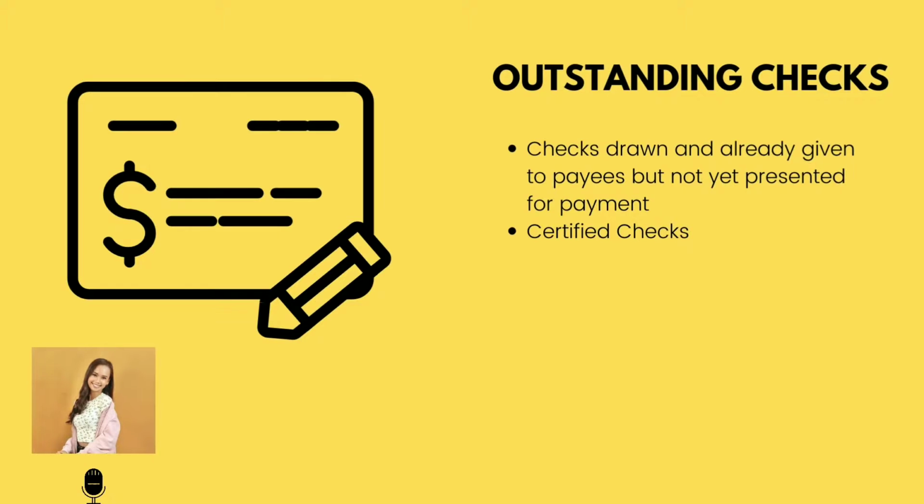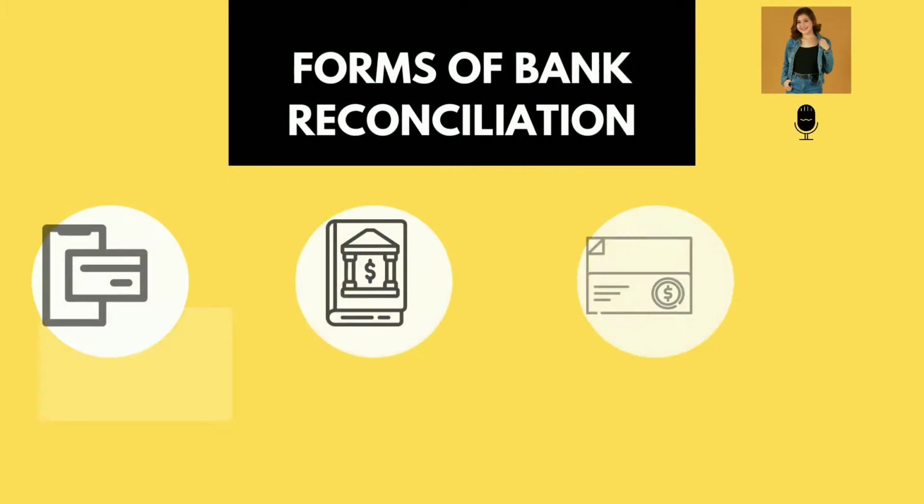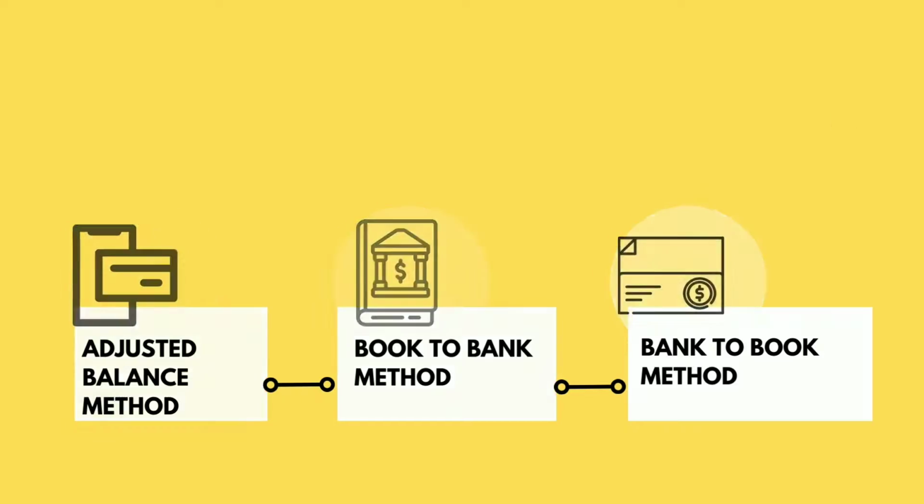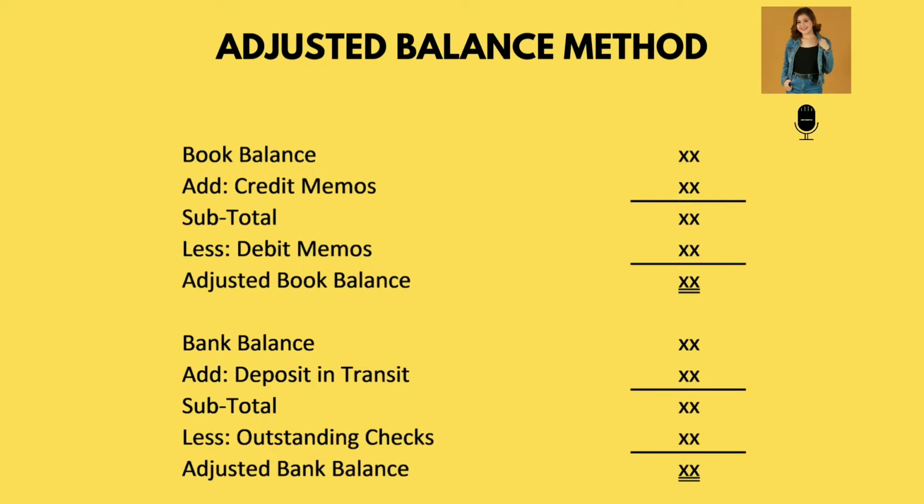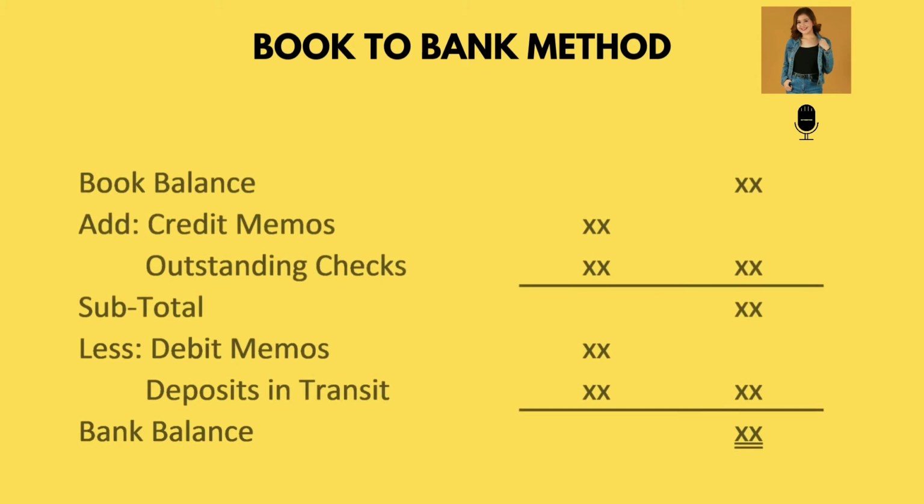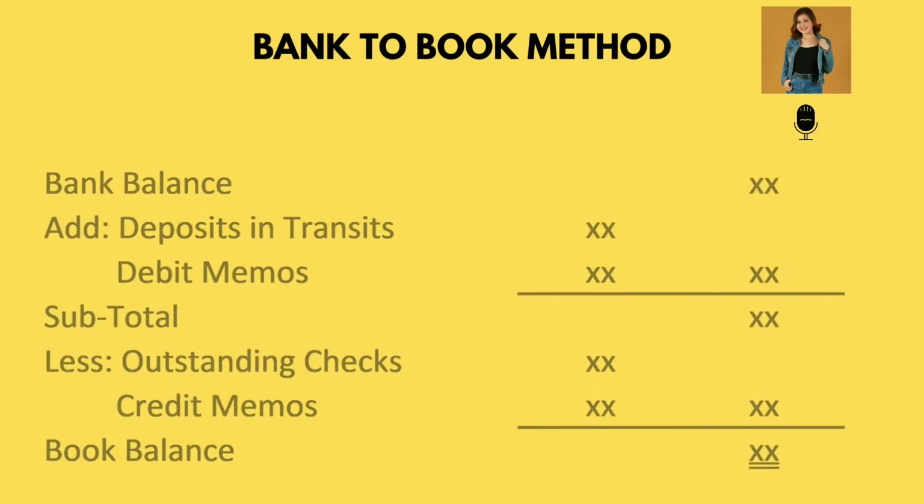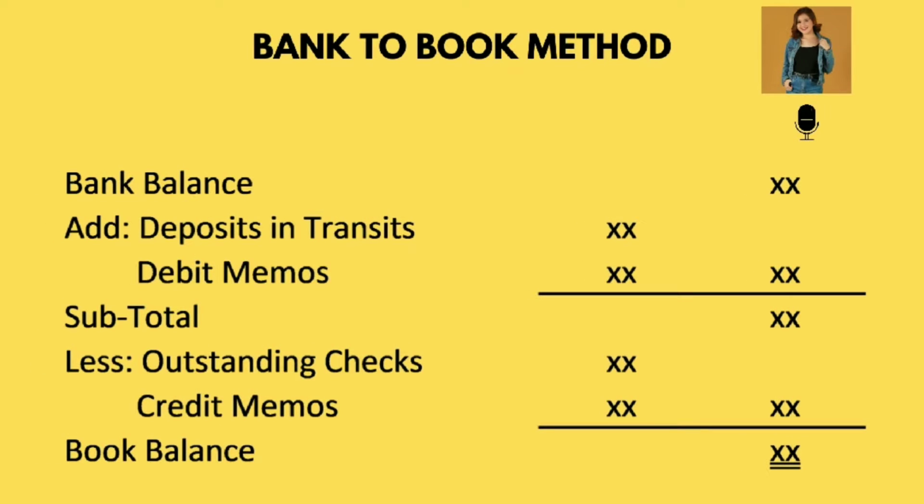Thank you for that explanation, Freya. And now, let's proceed to the different forms of bank reconciliation. There are three forms of bank reconciliation, and these are the adjusted balance method, book-to-bank method, and the bank-to-book method. Here is the formula for the adjusted balance method. For the book-to-bank method, for the bank-to-book method, that's all for my part, and now Lian will give some problem solving to help us better understand how we are going to use the different forms of bank reconciliation.